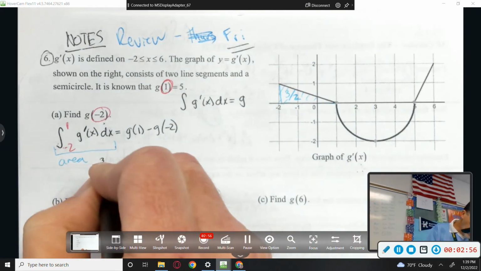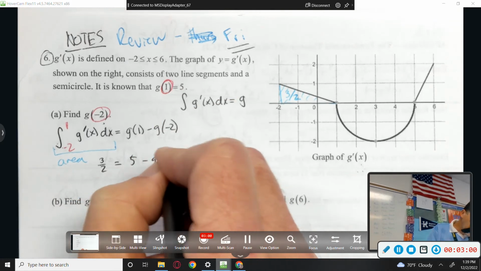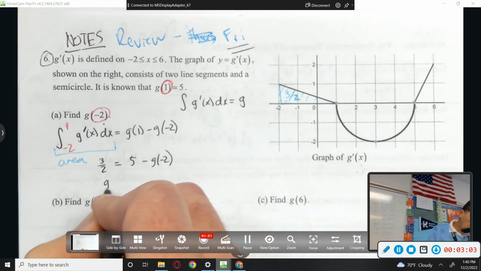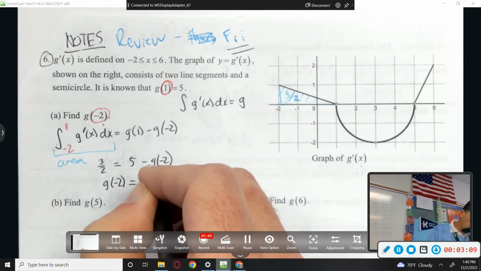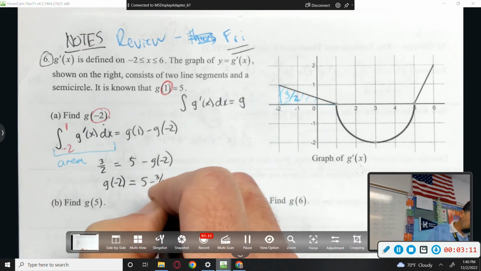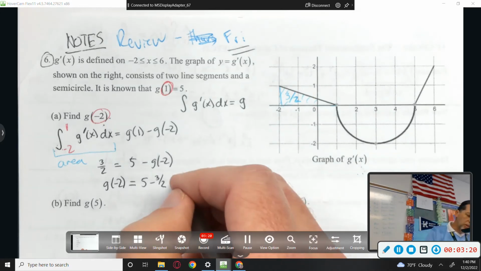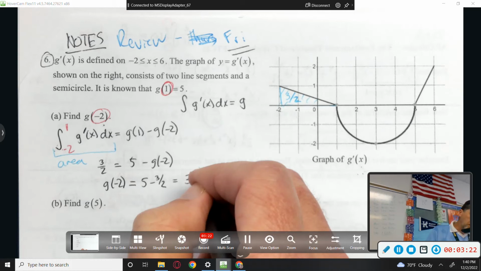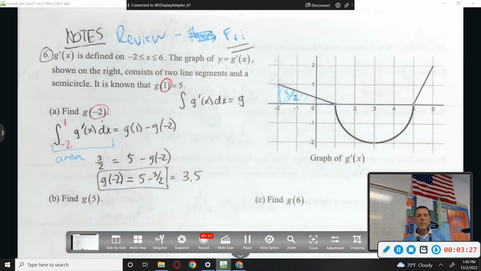So 3/2 equals 5 minus G of -2. So G of -2, if I move things around, is 5 minus 3/2, which would be a safe stop, right? Looks like a weird answer, but you're in calculus now, so we don't care about weird numbers. I think that would be 3.5, but safe stop would probably be better.